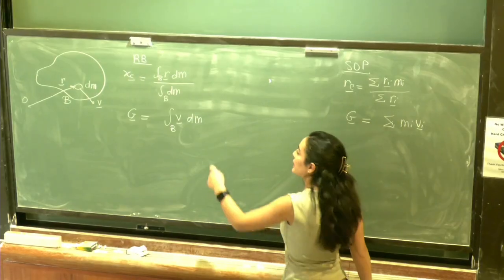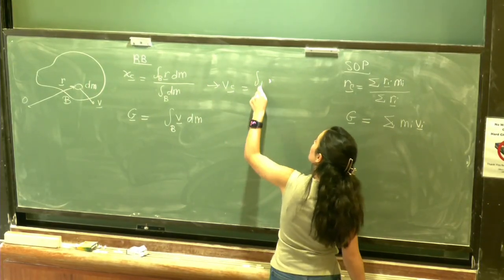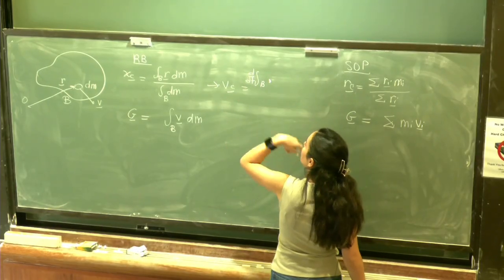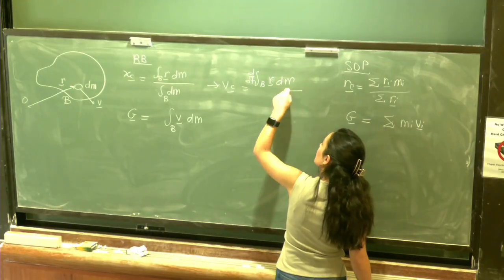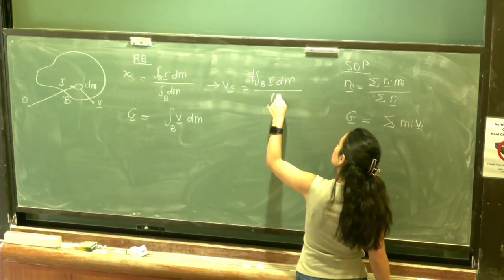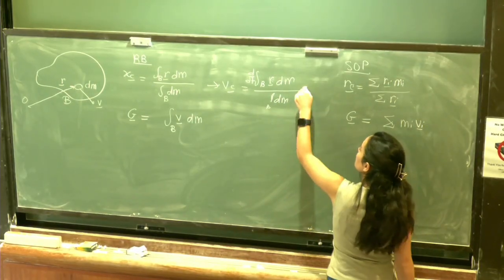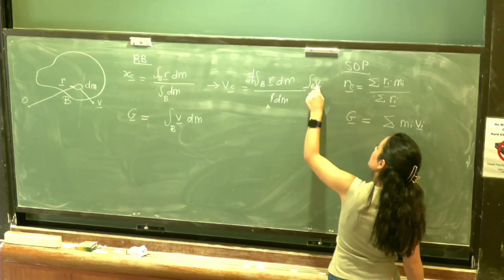Now here I can write that vC is equal to the integral over the body of d by dt of r dm over the total mass of the body, which I can write as the integral over the body of v dm.